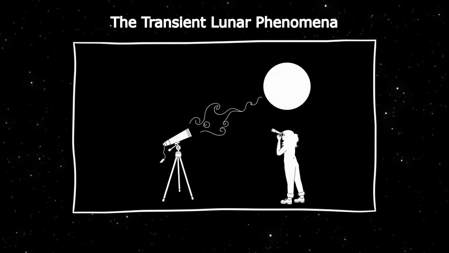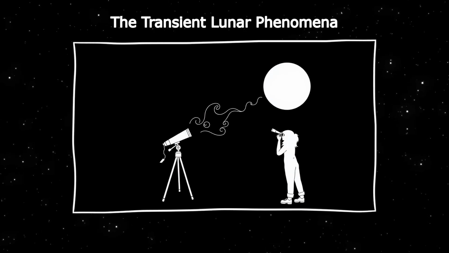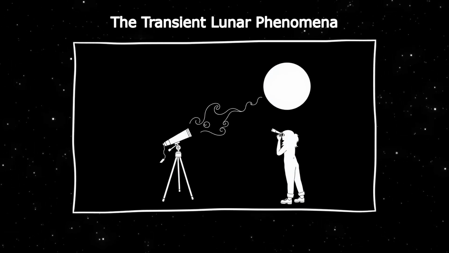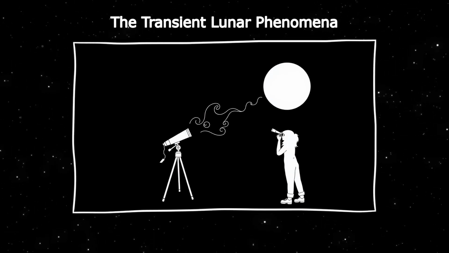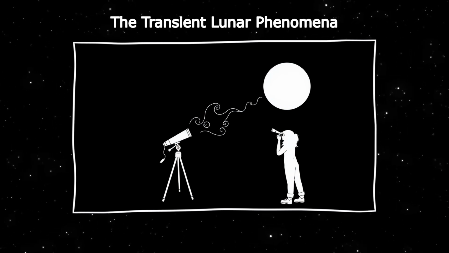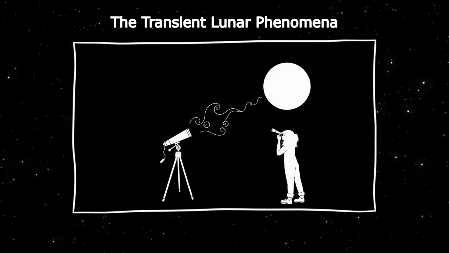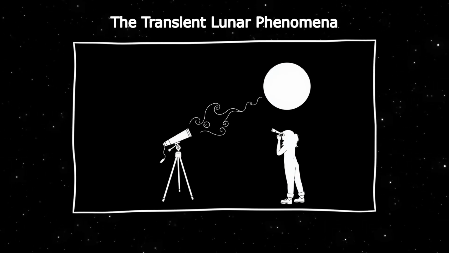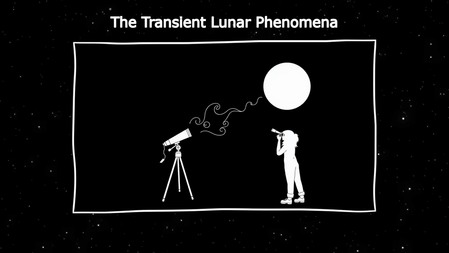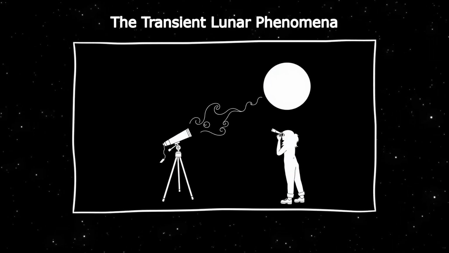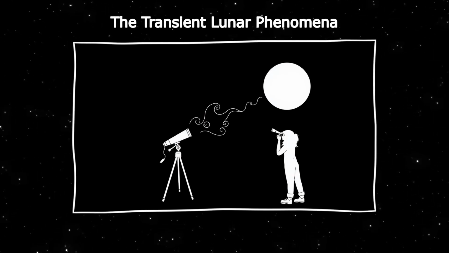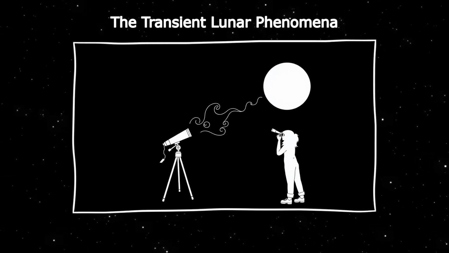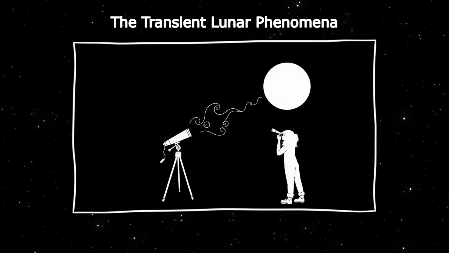alike. Reports of TLP date back centuries, although they gained significant attention during the 20th century, particularly in the 1960s and 1970s. Observers using high-powered telescopes, or even the naked eye, claim to notice unusual flashes or glows emanating from specific areas of the moon. Some describe the colors as vibrant and varied, while others reported changes in brightness or even fleeting shadows that seemed to move independently of any recognized lunar features.